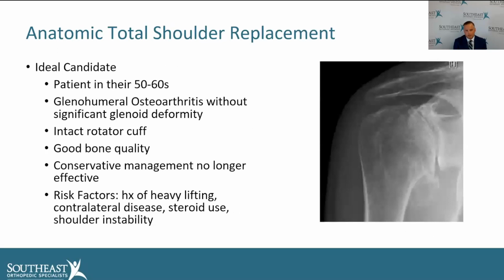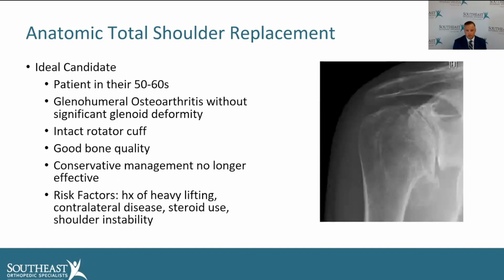So anatomic total shoulder replacement. Who is the ideal candidate for this? Patients in their 50s or 60s. They have glenohumeral osteoarthritis without significant glenoid deformity, and an intact rotator cuff. You have to have an intact rotator cuff to have a well-functioning anatomic total shoulder. Good bone quality. Ideally, these patients have had some conservative management, injections, physical therapy, anti-inflammatories, and they're no longer having benefit from those anymore. Then total shoulder makes sense for them.